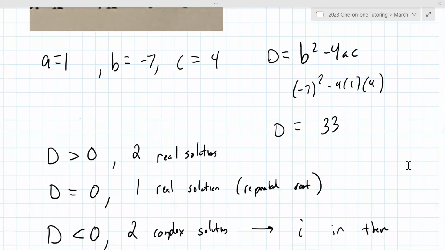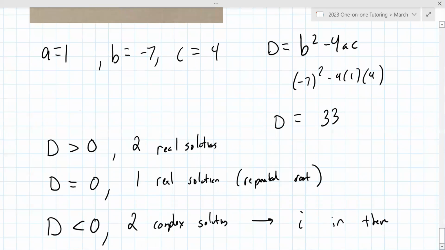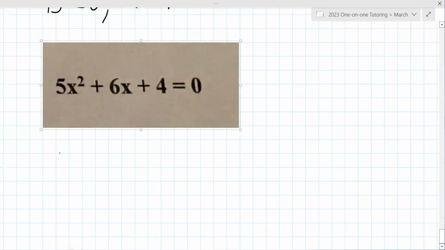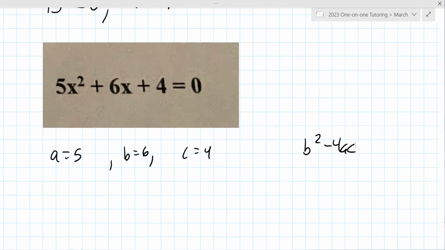So for the next one, we're going to do the same thing. We're going to figure out A, B, and C. A is 5, B is 6, C is 4. And I'd like you to calculate B squared minus 4AC for this one, please. All right.